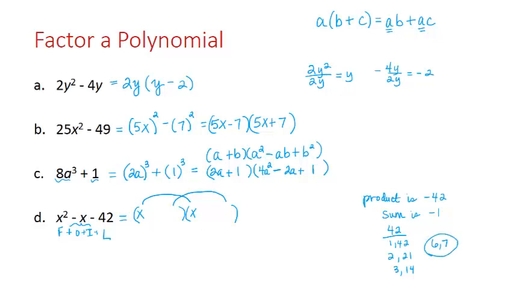That's because to get a negative 42, I have to have opposite signs, right? A positive times a negative. And so for their sum to be negative, the larger one needs to be negative, the smaller one positive. And so my factorization will be x plus 6 times x minus 7. And I can check: my outer is negative 7x, my inner is 6x, and when I add them together I get negative 1x.